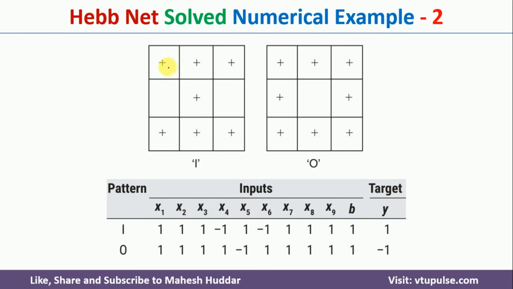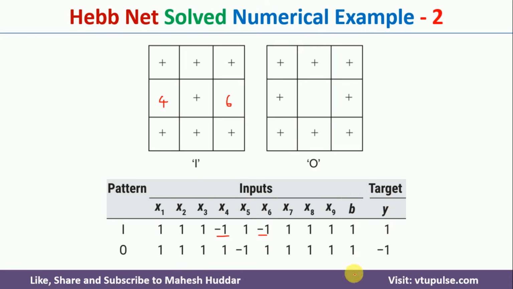First we will start counting from here onwards. It is 1, 2, 3, and this is the fourth one, 5, and then the sixth one. The fourth and sixth squares are empty, that is minus 1. In the remaining squares we have a plus, so we put 1. Except for 4 and 6, everywhere I have put 1, and at the 4th and 6th places I have put minus 1 because those squares are empty. The bias is equivalent to 1.